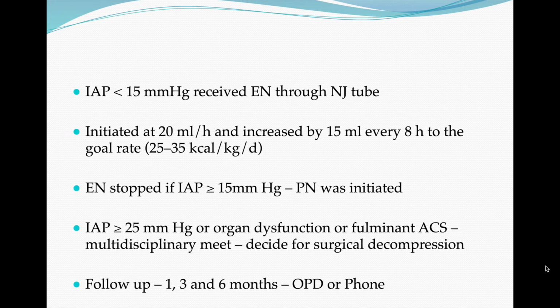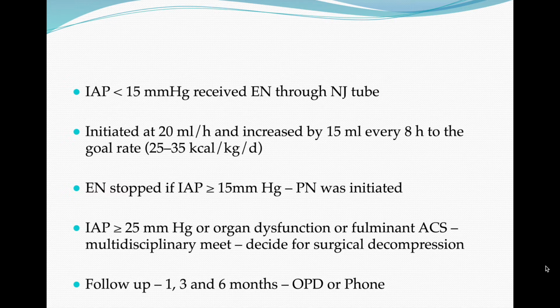Now enteral nutrition through nasojejunal tube was started if the intra-abdominal pressure was below 15 mmHg. The protocol for starting EN was that it was started at 20 ml per hour and increased by 15 ml every 8 hours to the goal rate of 25 to 35 kilocalorie per kg per day. Enteral nutrition was stopped if IAP was more than or equal to 15 mmHg, and then parenteral nutrition was initiated.